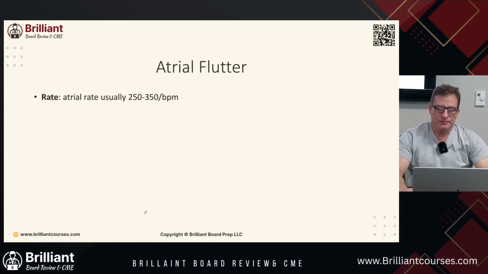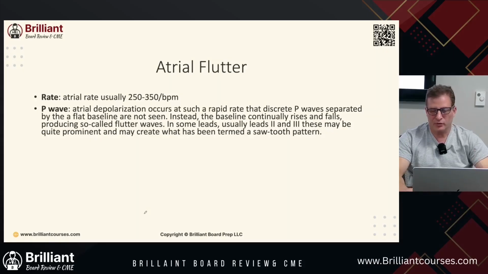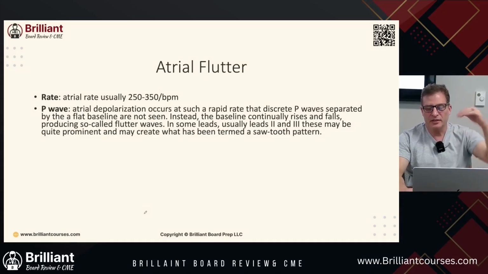Atrial flutter rate is usually between 250 and 350 beats per minute. Atrial rate, P wave: atrial depolarization occurs at a rapid rate that has discrete P waves separated by a flat baseline that cannot be seen. Instead, the baseline rises and falls like this. These are the flutter waves, the sawtooth pattern. In leads 2 and 3 these can be quite prominent. You may create what's called a sawtooth pattern.